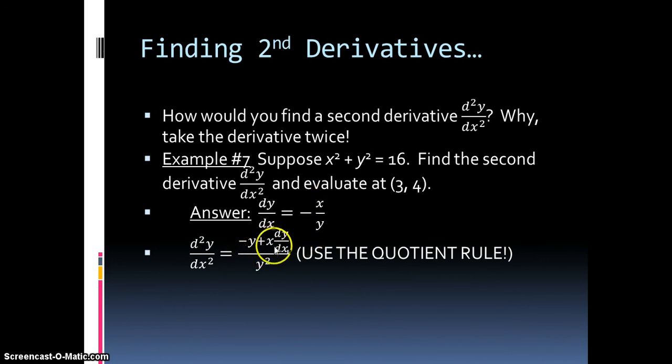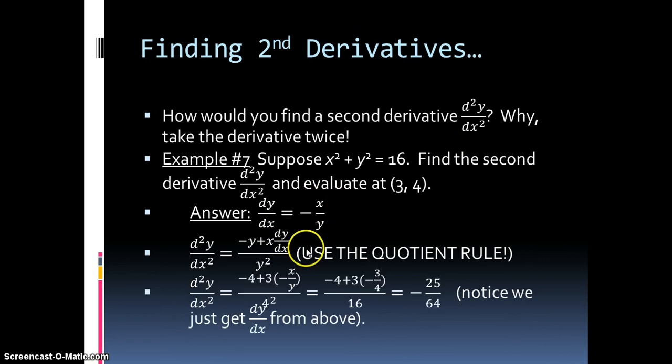Divided by low squared, which is y squared. We found our second derivative. Notice it's got that dy dx term in it. And if we wanted to actually find what this second derivative was in terms of just x and y, we would plug in dy dx is equal to negative x over y right here, as you can see.